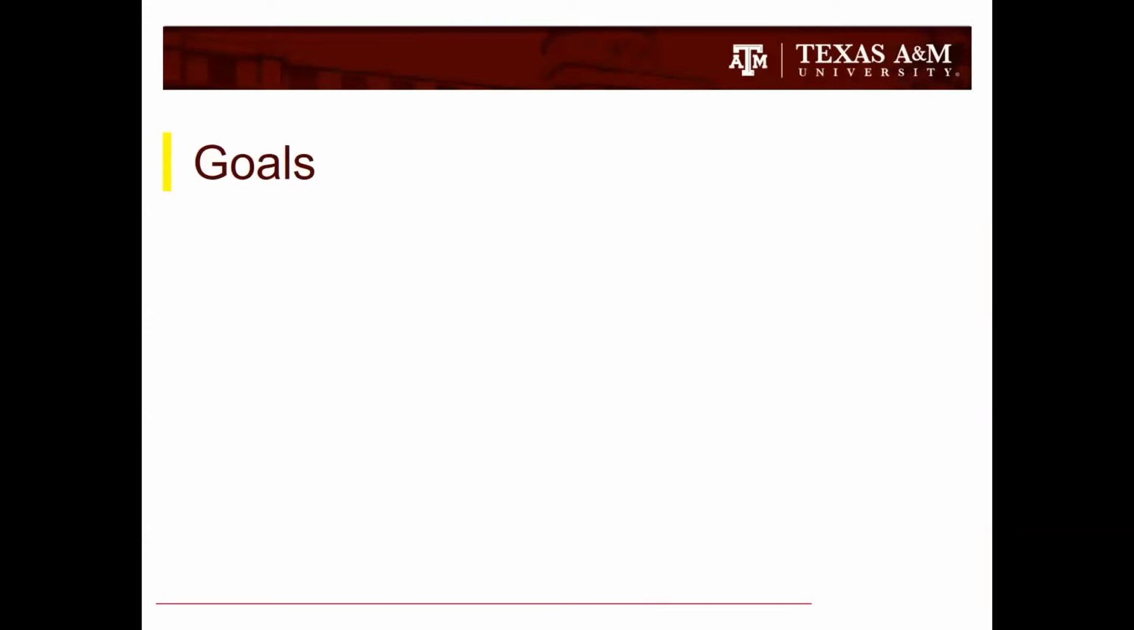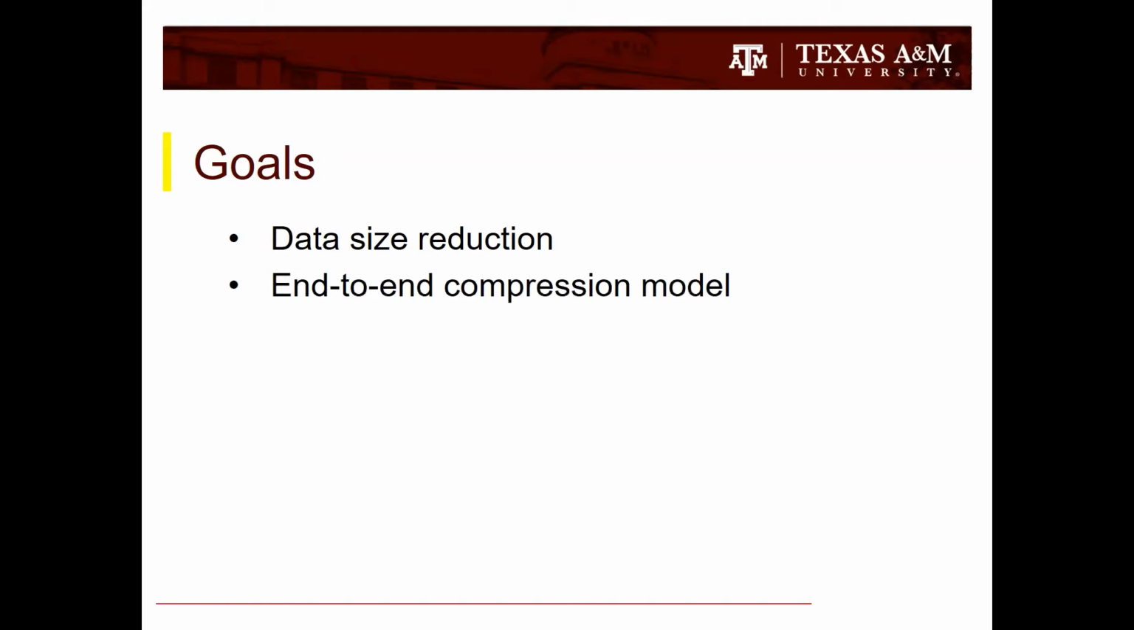Our goals are to definitely reduce the size of the data, because the data that we are working on is very huge data for the climate simulation domain. The whole data set is around several terabytes to petabytes. Another goal is to build an end-to-end compression model, which means that the user can easily use our model to compress and decompress the data in just one line of code.